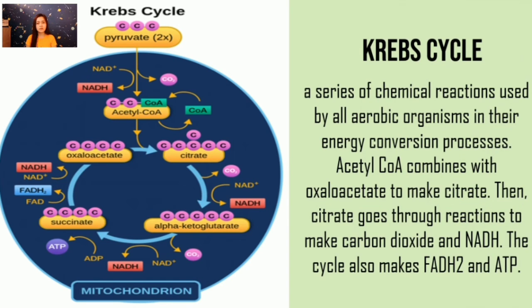Krebs cycle. A series of chemical reactions used by all aerobic organisms in their energy conversion processes. Acetyl-CoA combines with oxaloacetate to make citrate, then citrate goes through reactions to make carbon dioxide and NADH. The cycle also makes FADH2 and ATP.